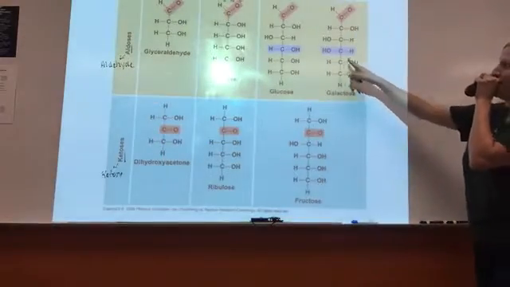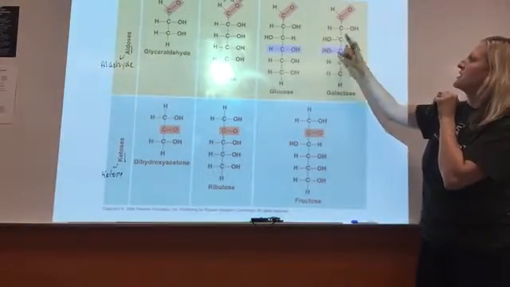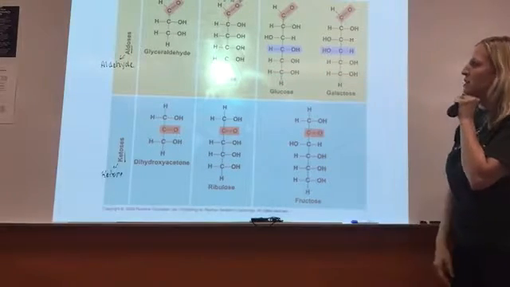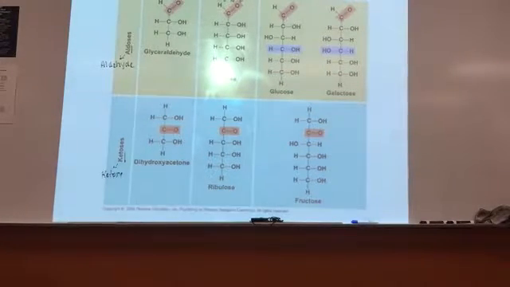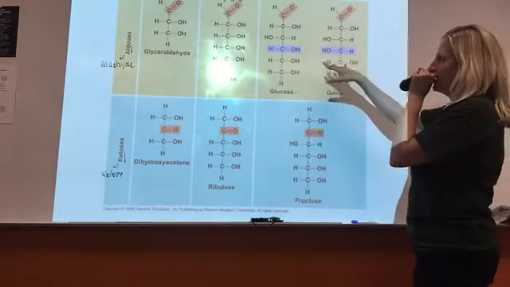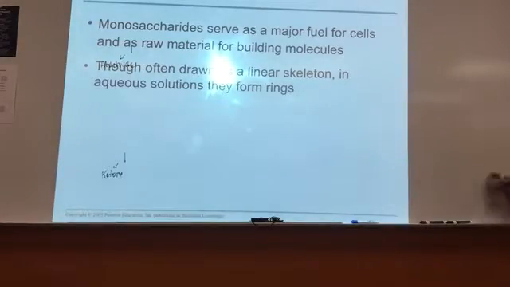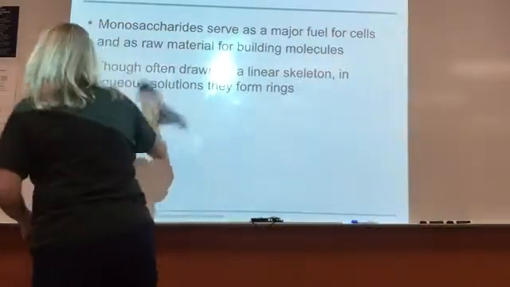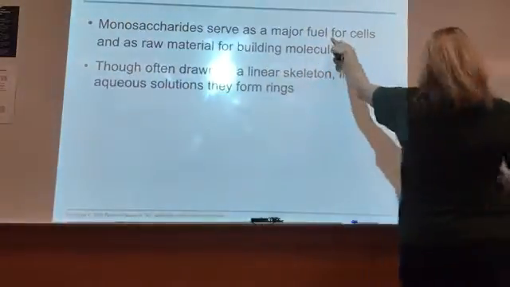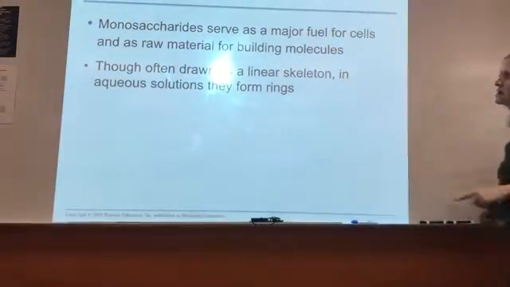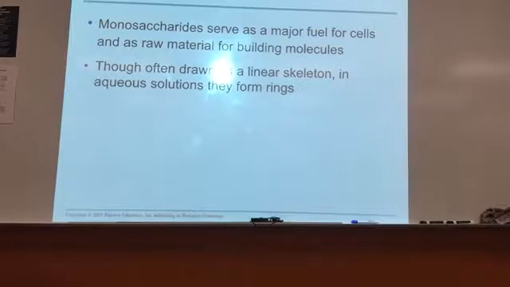What they're showing you here, what's highlighted, is just these guys flipped, the hydroxyl group and the hydrogen, and that's the only thing different. And so these 2 are isomers of one another, and they're mirror images of one another, so they would be enantiomers. So the job of monosaccharides is twofold: fuel for cells and as raw material for building molecules. We'll touch on this a little bit more later.